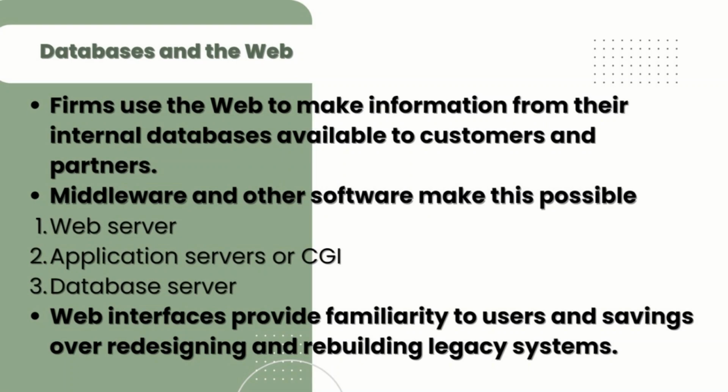Databases and the web. Firms use the web to make information from their internal databases available to customers and partners. Middleware and other software make this possible. Number 1, web server. Number 2, application server or CGI. Number 3, database server. Web interfaces provide familiarity to users and savings over designing and rebuilding legacy systems.